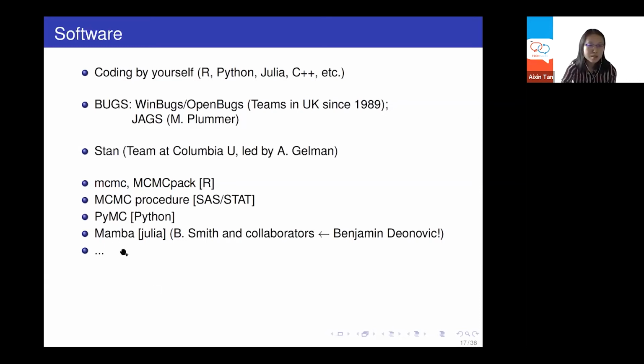I'll just mention this Mamba, written in Julia, and because that's developed locally by Brian Smith from the Biostatistics Department at University of Iowa, and one of his students is our ACT Next team member, Benjamin. Hi, Benjamin. And I believe Benjamin's dissertation invented a very interesting and novel tool of diagnostics. Benjamin will be able to answer a question like, well, how long should I run this Markov chain? You do have a local expert.